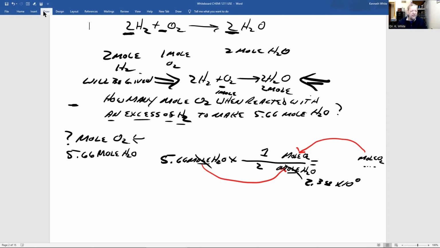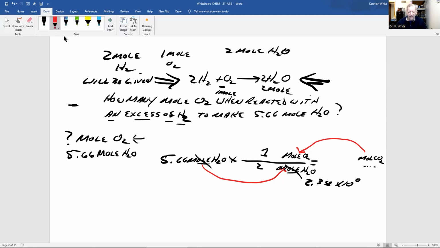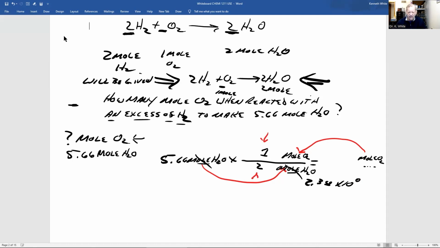Now, this is very important. The coefficients, which are these numbers in a balanced chemical equation, are exact numbers. The coefficients in a chemical equation, which is where I got 1 and 2, are exact numbers. They play no role in how many significant figures. This has 3 significant figures. Our answer has 3 significant figures. I'm done.